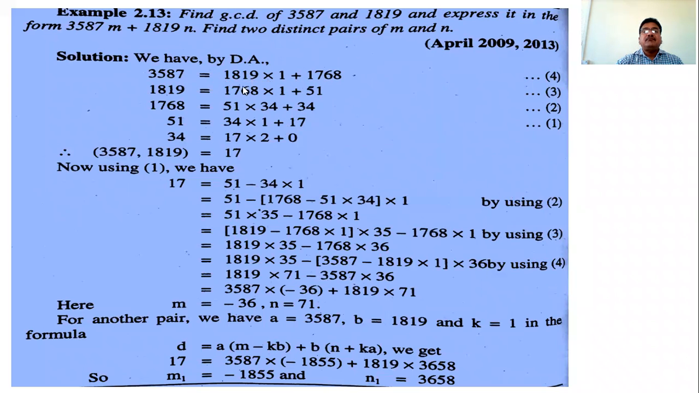How can we find it? Using a calculator, divide the larger number 3587 by the smaller number 1819. Then we get 1 point something, so 1 is the quotient. Then 3587 minus 1819 times 1 gives the number 1768. This is the division algorithm.